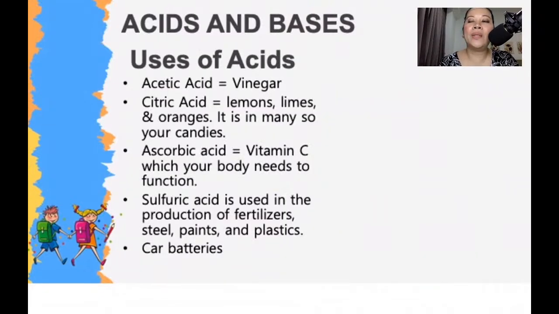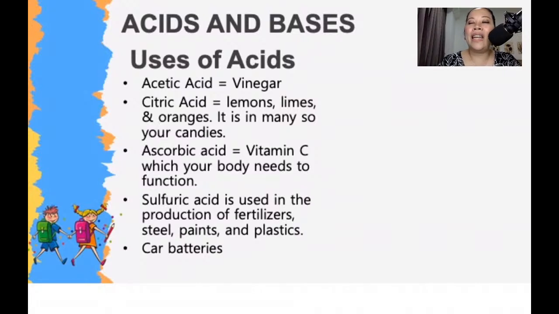The next one is, what are the uses of acid? First one is vinegar. That's one of the uses of acid. It is used for cooking, acetic acid. The other one is citric acid, which is found in lemons, limes, and oranges. It is also found in candies. So citric acid is very important as well.